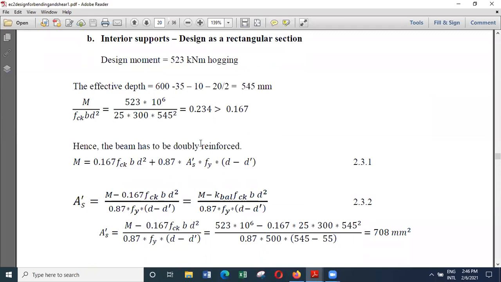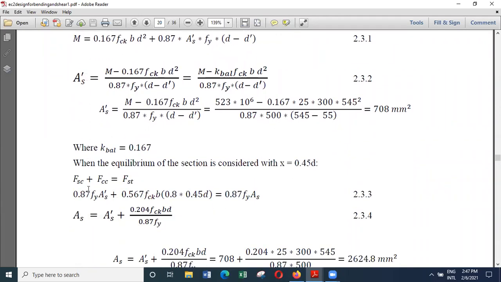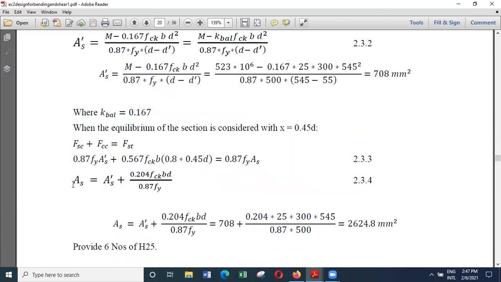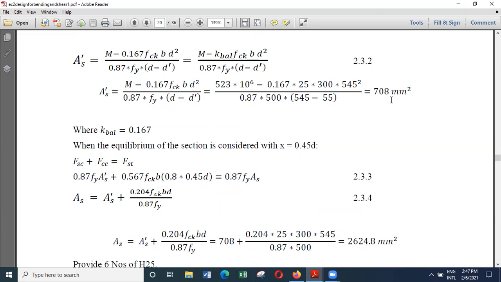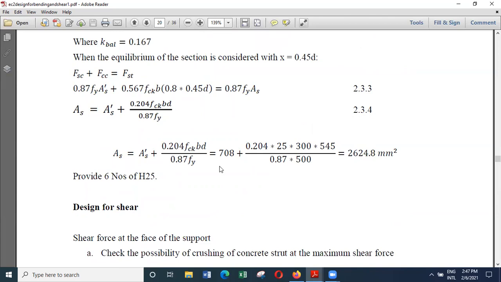And as we have done last time, we can determine the reinforcement needed to carry compression. And you can see we need 788 millimeters squared, which is like two 25 millimeter bars. And we need 2,624, which is something like six 25 millimeter bars. So over the support, at the top, we need six 25 millimeter bars. At the bottom, we need two 25 millimeter bars. So that's the reinforcement requirement.